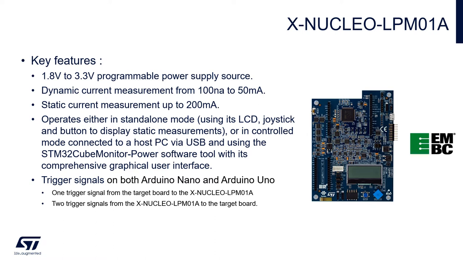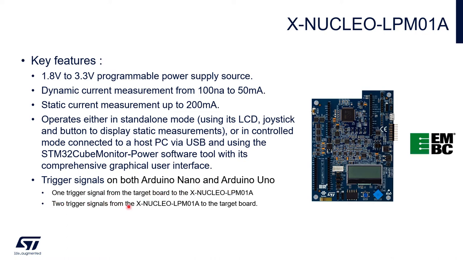X-NUCLEO-LPM01A PowerShield key features. With this PowerShield, it's possible to supply a power source between 1.8 volts and 3.3 volts. PowerShield measures the dynamic current on a range from 100 nanoamps to 50 milliamps and measures the static current up to 200 milliamps. PowerShield operates either standalone, using its LCD, joystick, and button to display static measurements, or in control mode, connected to a host PC via USB and using the STM32 Cube Monitor Power software tools with its graphical interface. It's also possible to trigger signals on both Arduino Nano and Arduino Uno.